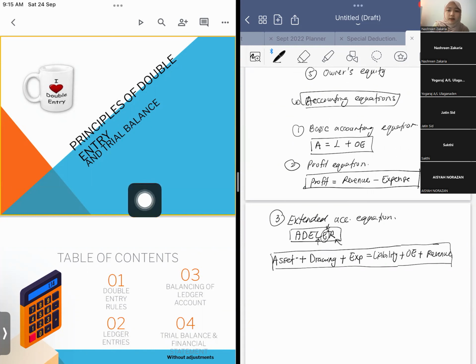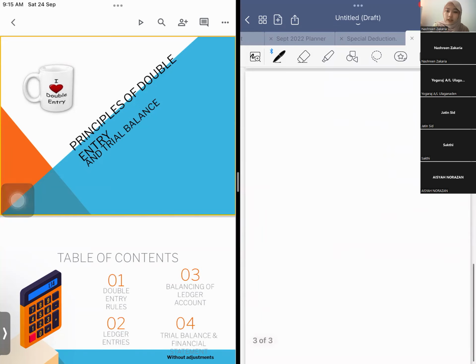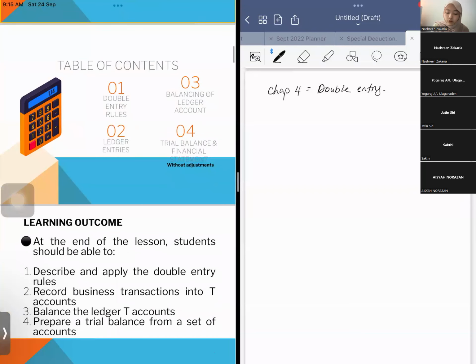Today, we will take a look at a little bit confusing and tough topic. So now for chapter 4, it's about double entry. We will use this slide to learn double entry rules, balancing of ledger accounts, ledger entries and trial balance. Financial statement is not here, not yet. So we will only look at trial balance.